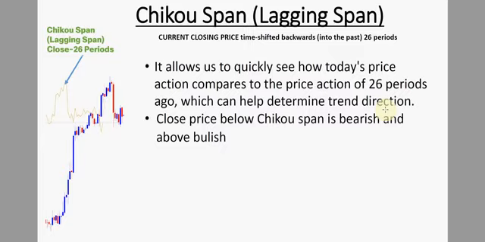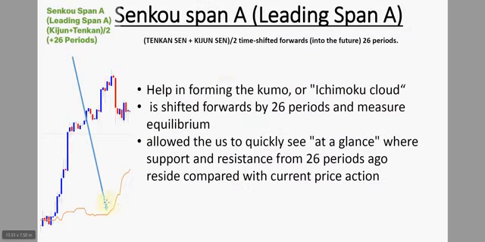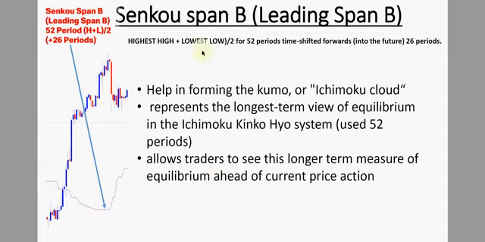So Senkou Span A, which is this line here, is shifted 26 periods as we said, and the beauty of it is it allows us to quickly see at a glance where support and resistance from 26 days ago reside. Similarly, Senkou Span B, we have looked at that as well. It also allows us to see a longer term measurement of equilibrium ahead of price. So how do we get that? We use the 52 period high and low divided by 2, and we project it 26 periods ahead of time.